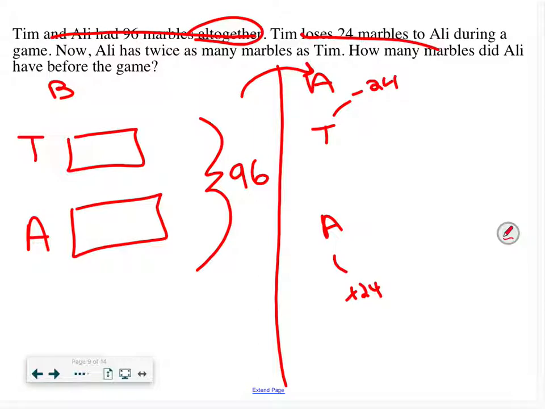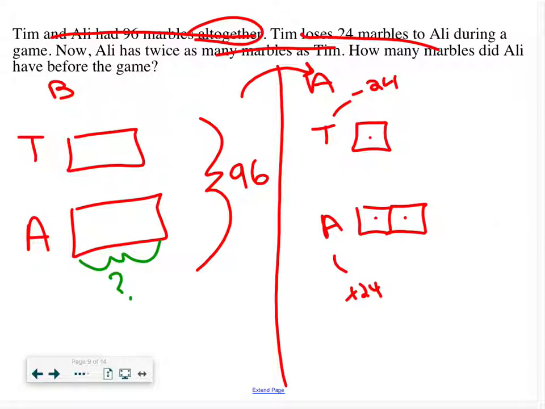Cool. Now Allie has twice as many marbles as Tim. So I know that Allie has 2 times the amount of Tim. So if Tim has 1, then Allie has to have 2 because 1 times 2 is 2. All right, how many marbles did Allie have before the game? Oh, my question is in my before. I'm really trying to figure out this.